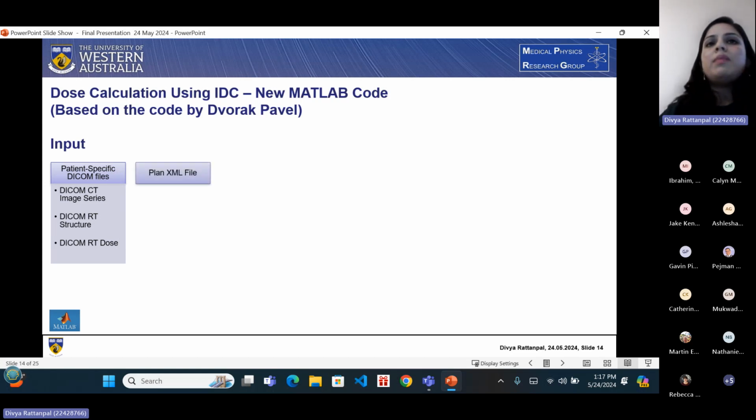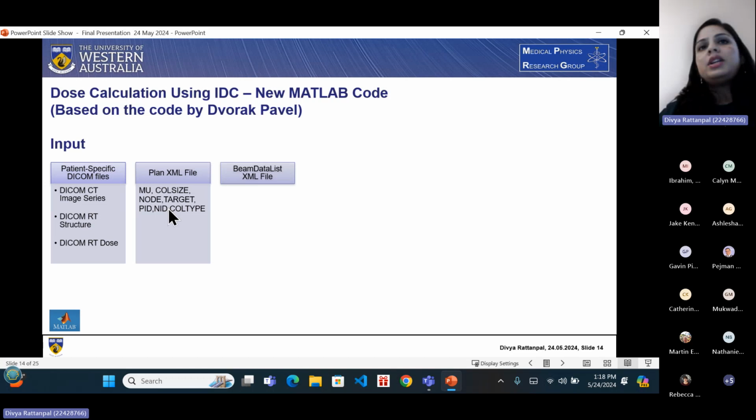It also needs one plan XML file, and from this plan XML file, parameters such as monitor unit, collimator size, node coordinates, and target coordinates are extracted for dose calculation. Another XML file is the beam data list XML file, and from this file the reference point and patient info were extracted for further use.